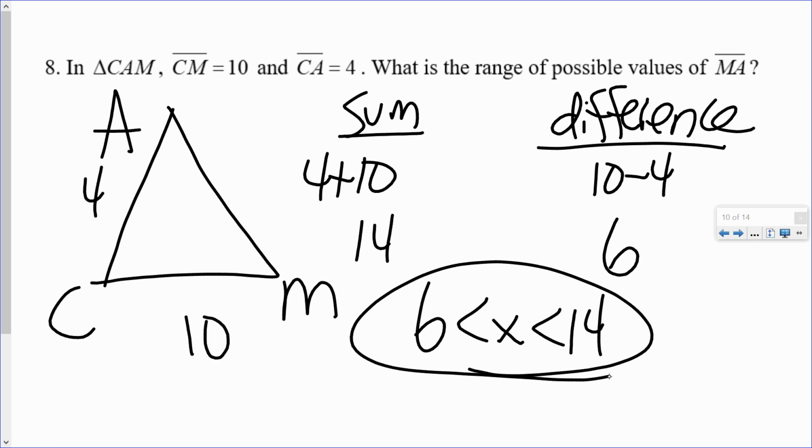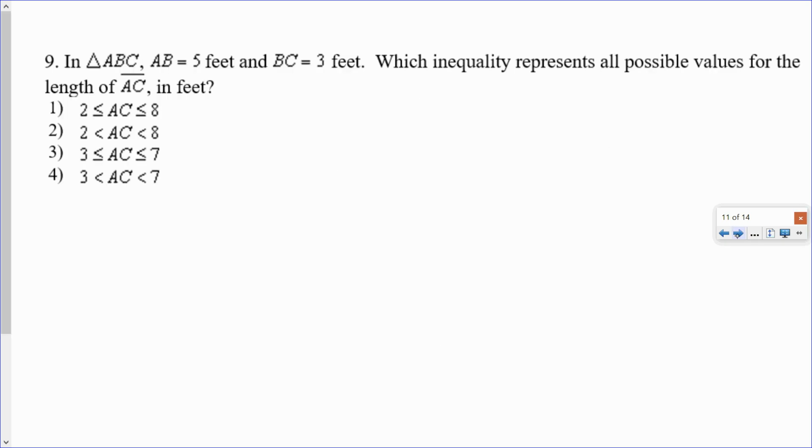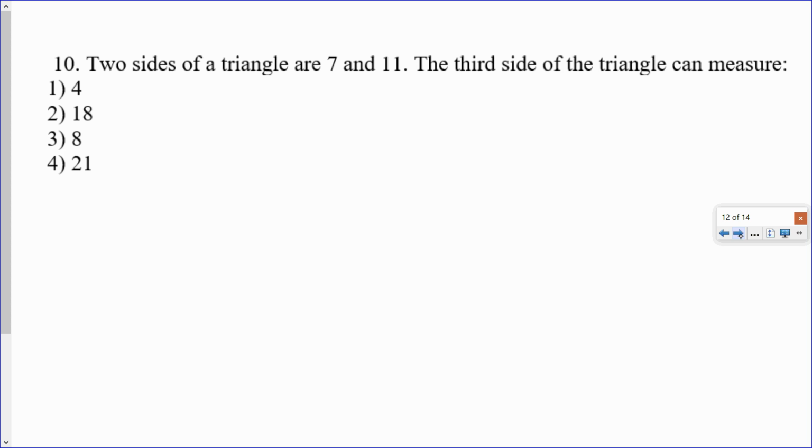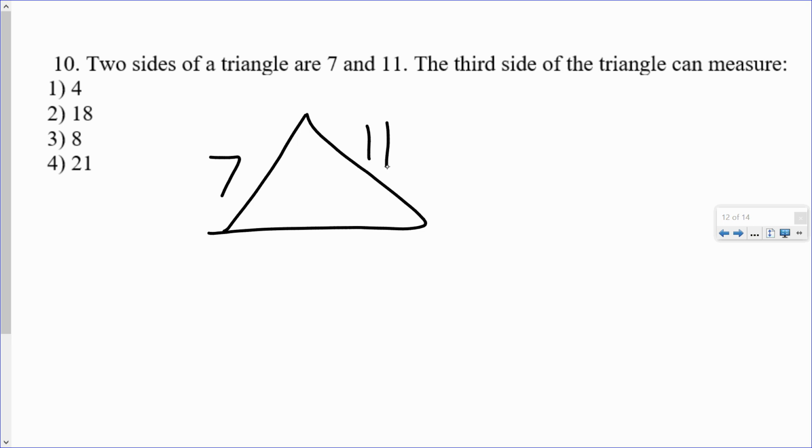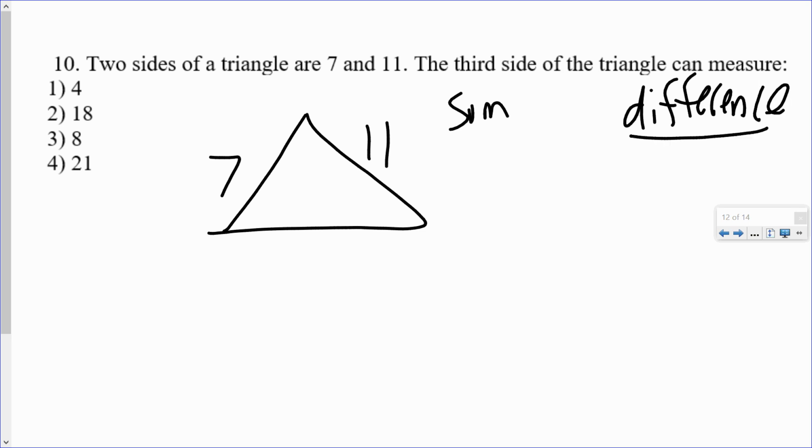Which brings us to one more spin-off of this. Two sides of a triangle are 7 and 11. You don't need to draw the picture, but it's always a good idea to. So the third side, well, let's find the range of possible values for the third side. Let's find the sum. Let's find the difference. If you'd like to, why don't you pause it and try to find this on your own at this point.